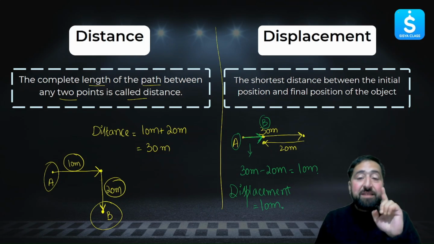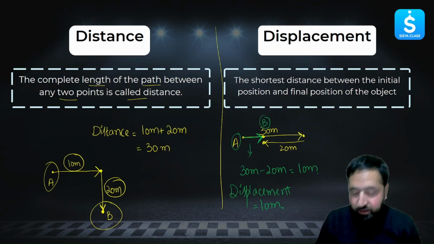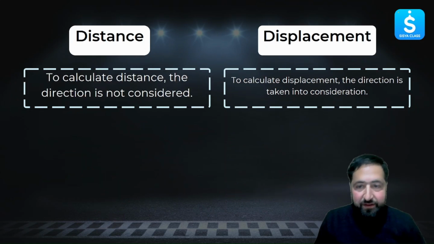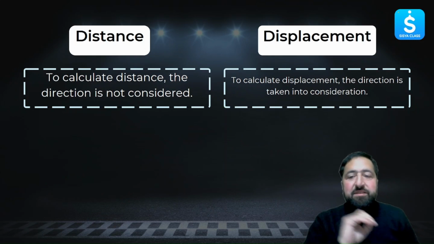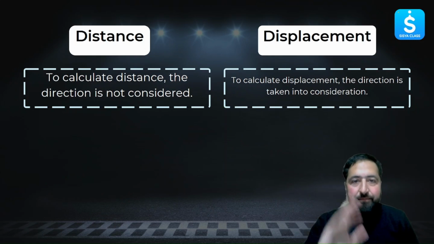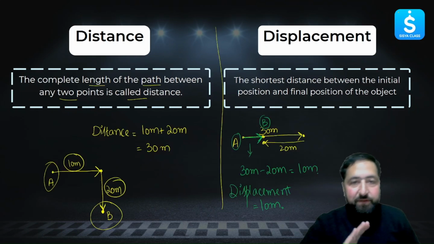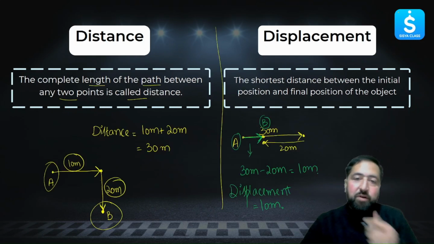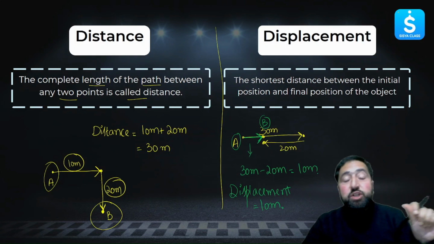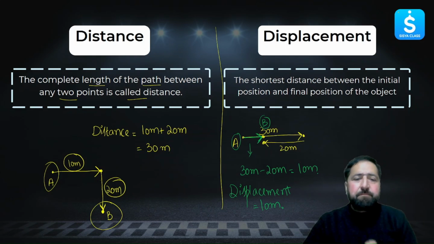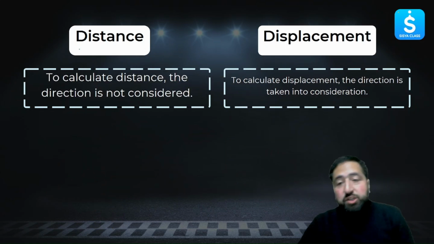So this is the difference number one between distance and displacement. Got it? Very good. Let us move to the second difference. To calculate distance, the direction is not important. As you saw in the previous example, 30 meters was towards the right, 20 meters was towards the left. But I did not care about the direction when I was calculating the distance. But when I was calculating the displacement, I did take the direction into account. So to calculate distance, direction is not important.